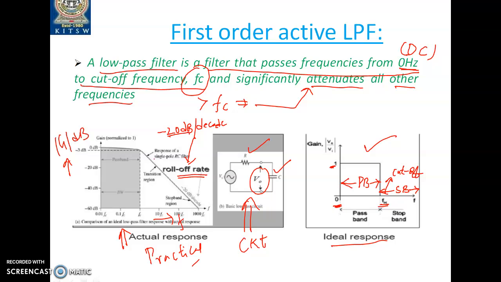When you want to construct that as a low pass filter, this is the way we are going to look at it. Okay, this is the circuit which consists of only passive components. Okay, we have not included the active component, the operational amplifier.